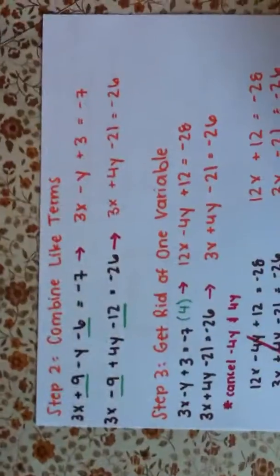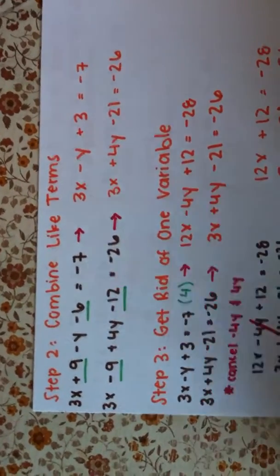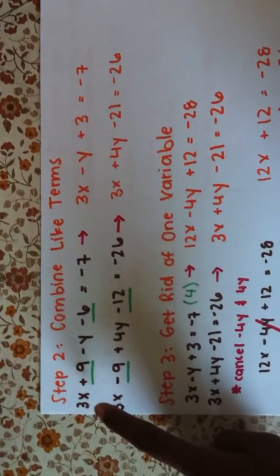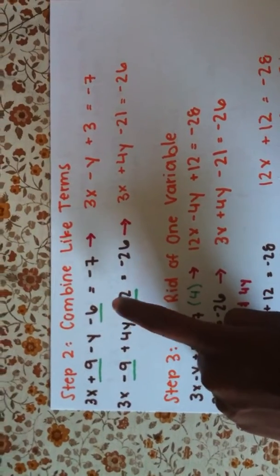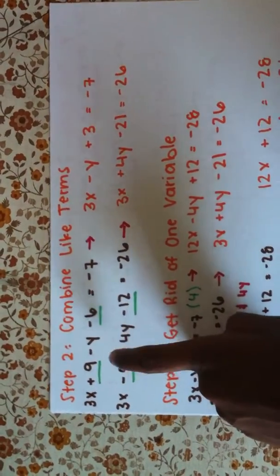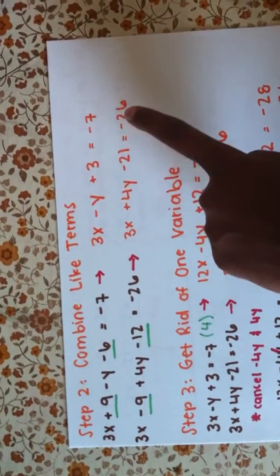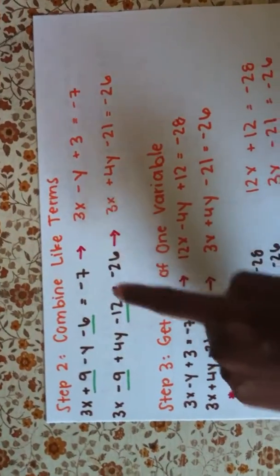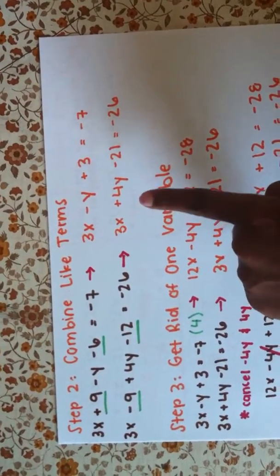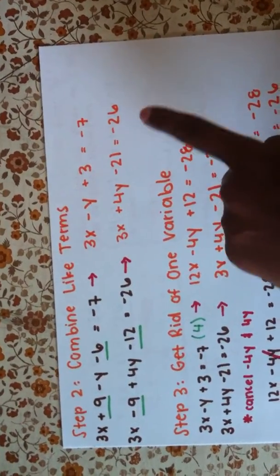Okay, and now the second step is to combine the like terms from the equations we got before. This equation has a positive 9 and a negative 6. You can combine that to equal 3. So the equation ends up being 3x - y + 3 = -7. And same thing here, combine negative 9 and negative 12. And so you end up getting 3x + 4y - 21 = -26.